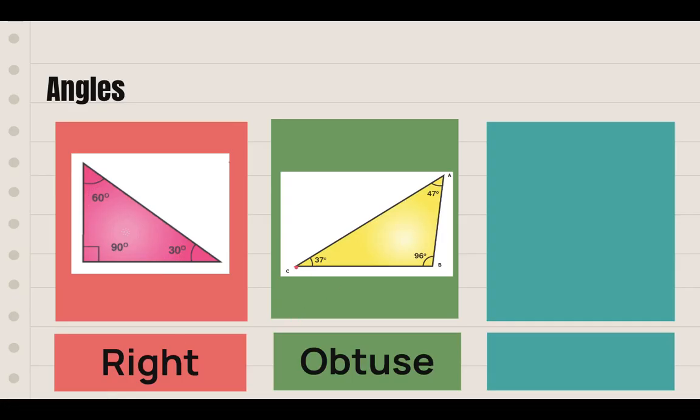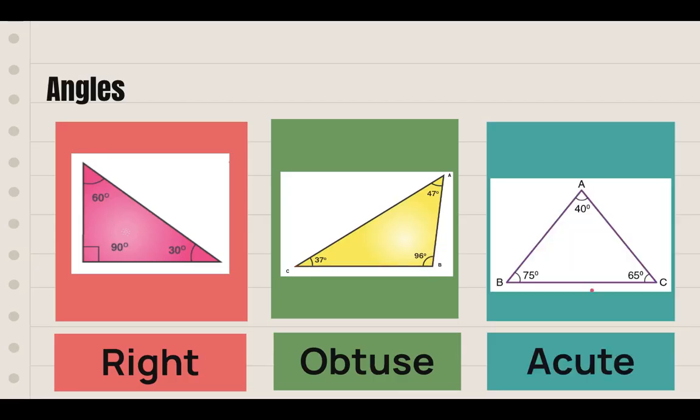This one right here, you'll notice that the base comes along and then it opens up a little bit wider than 90 degrees. So if one of the angles is wider, it doesn't quite make that L, it goes wider, it is an obtuse angle, and it is called an obtuse triangle.